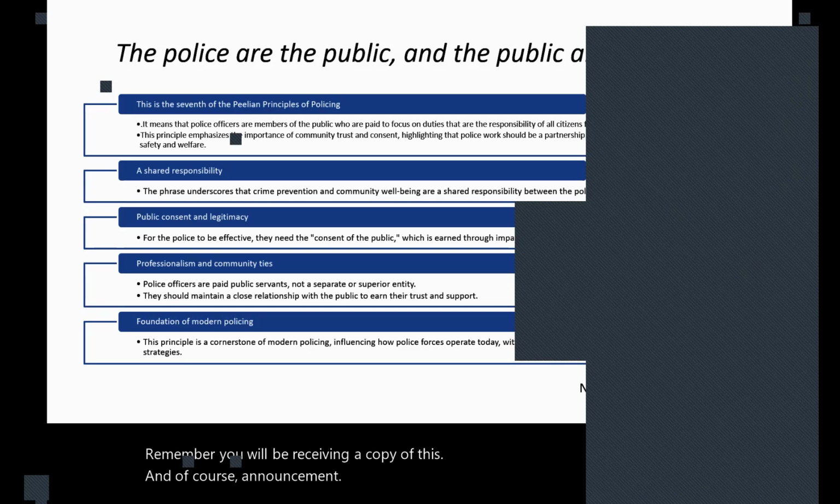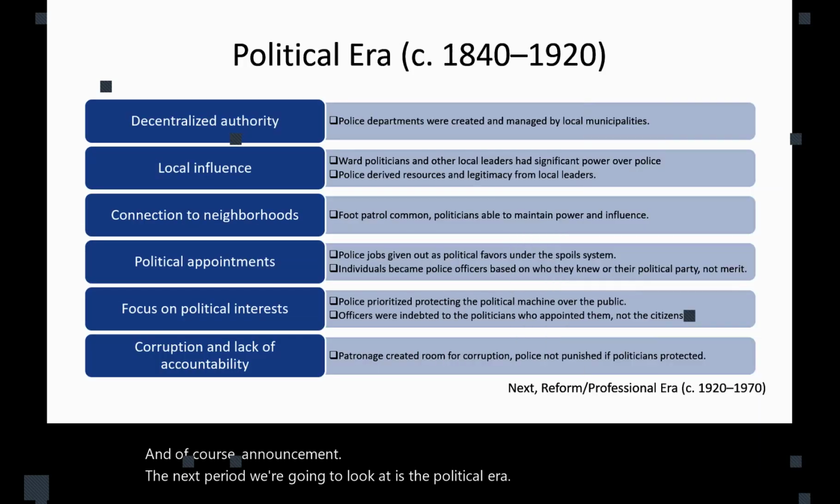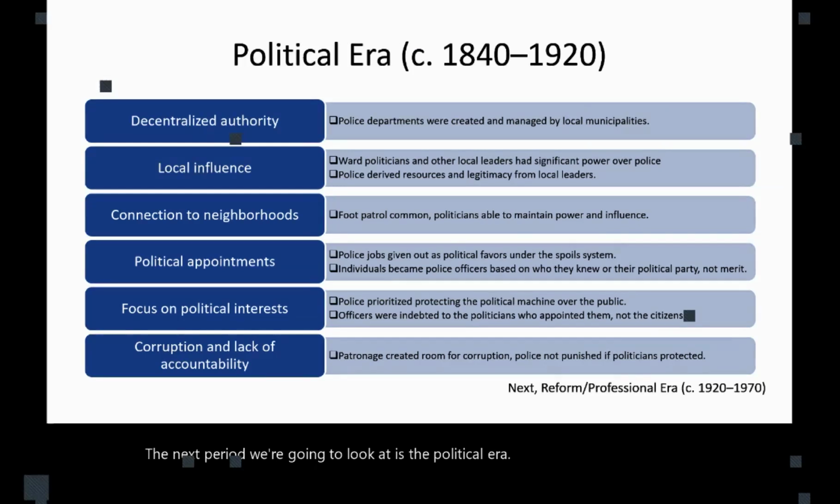The next period we're going to look at is the political era. The political era, 1840s to 1930s. In this early period, American police departments were organized at the municipal level and deeply integrated with local political machines. The police were less independent from local politics than they are today. Political ties shaped hiring and deployment.